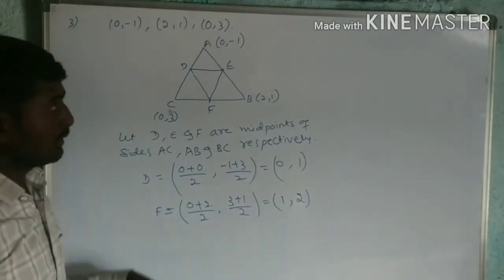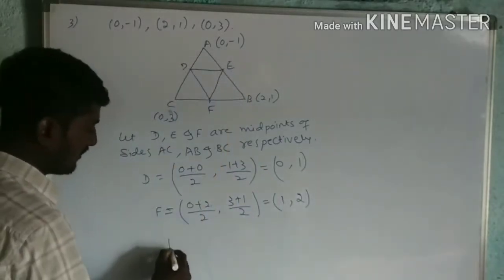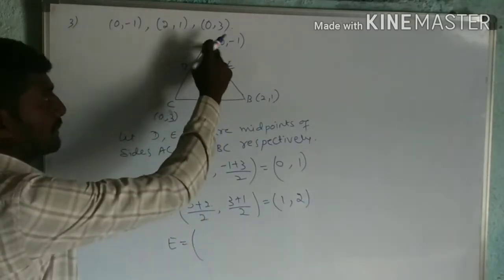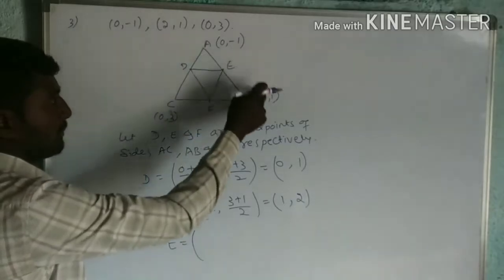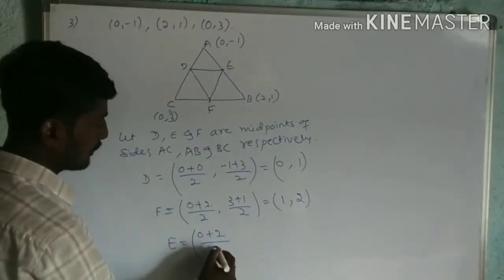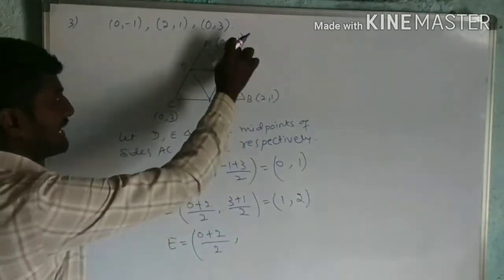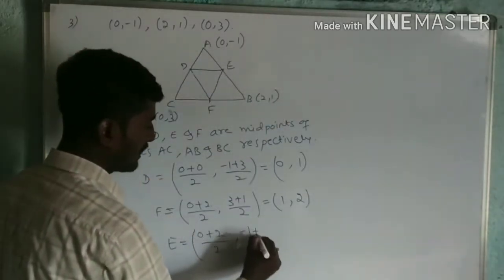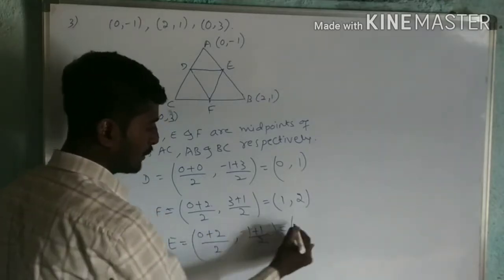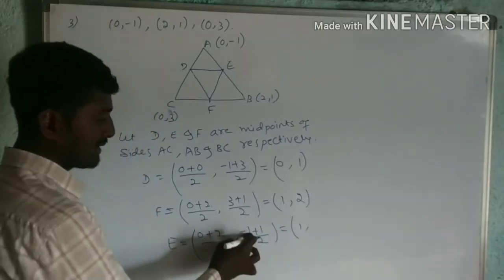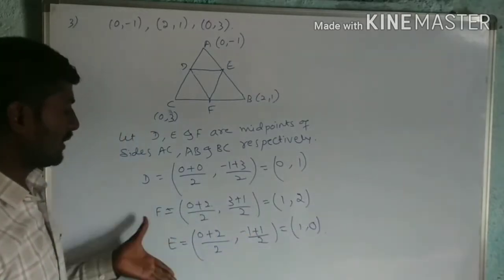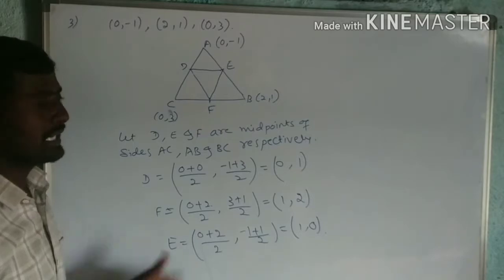Okay. Now, the last point, E, I will find. E means it is the midpoint of AB. So ((0 plus 2) divided by 2, (-1 plus 1) divided by 2). This is 2 by 2, that is 1, and -1 plus 1, 0 by 2 is 0. So I got the points D, F and E.